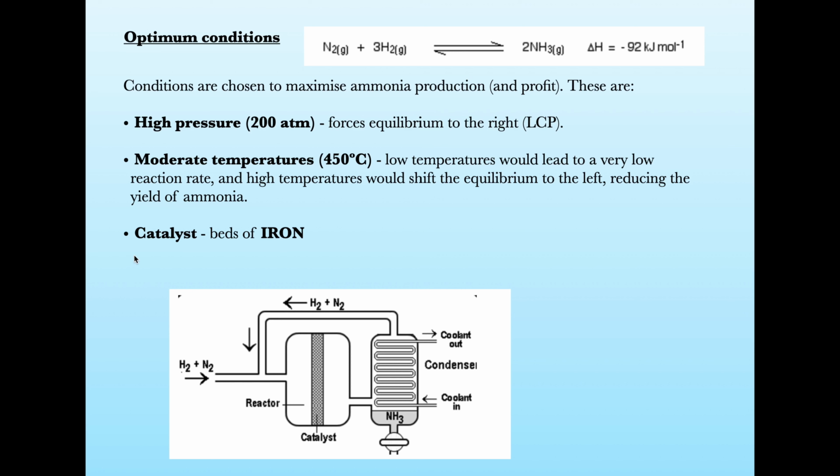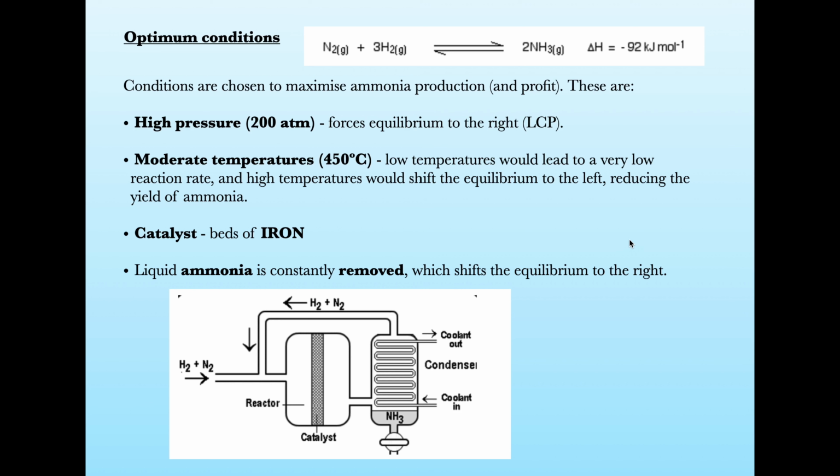To make this reaction happen better, we use a catalyst, which are beds of iron. So there's an iron catalyst in here. Again, you need to remember 200 atmospheres, 450 degrees C, and the catalyst is iron. Liquid ammonia is constantly removed. Again, if you take this out, then what happens is the equilibrium says, hang on a second, you're taking my ammonia away, I'm going to make some more, and it shifts to the right.